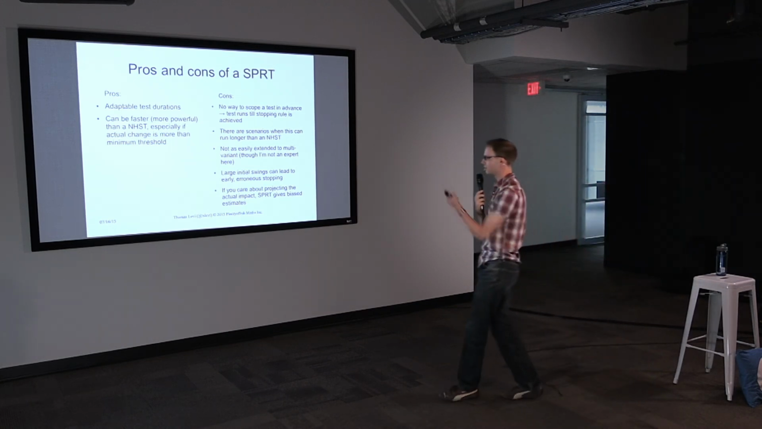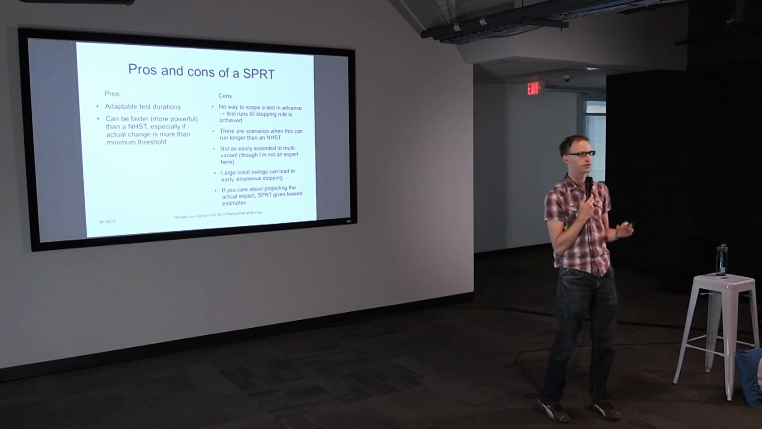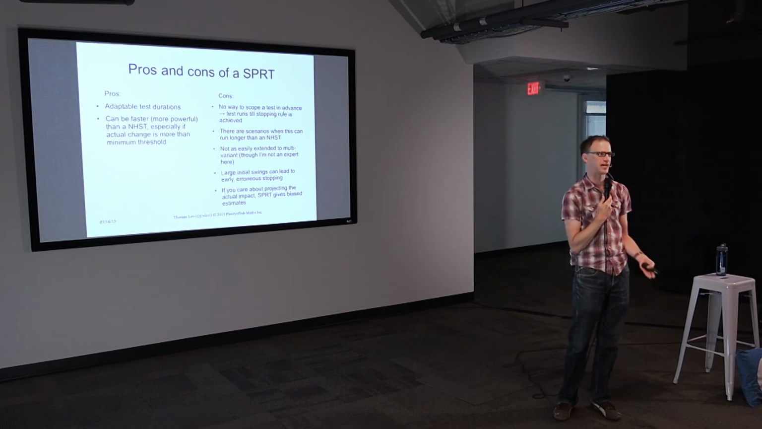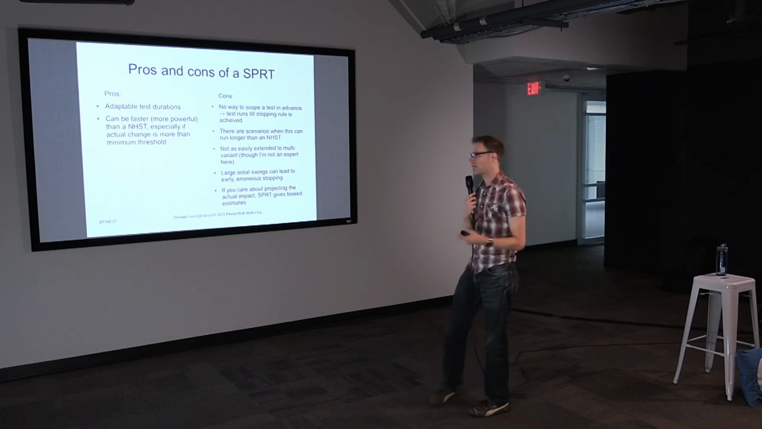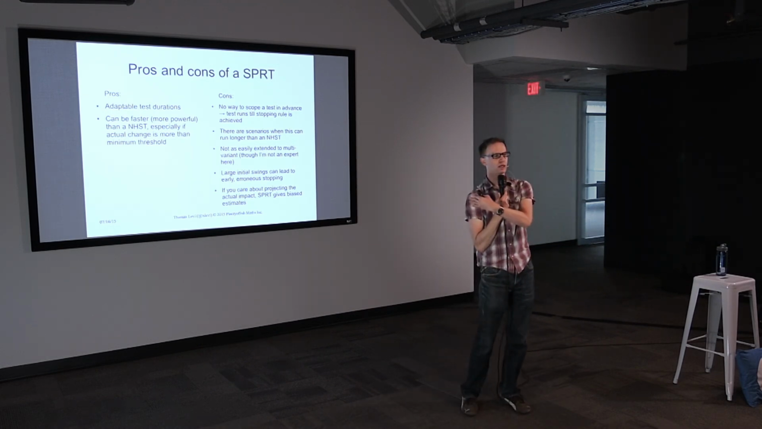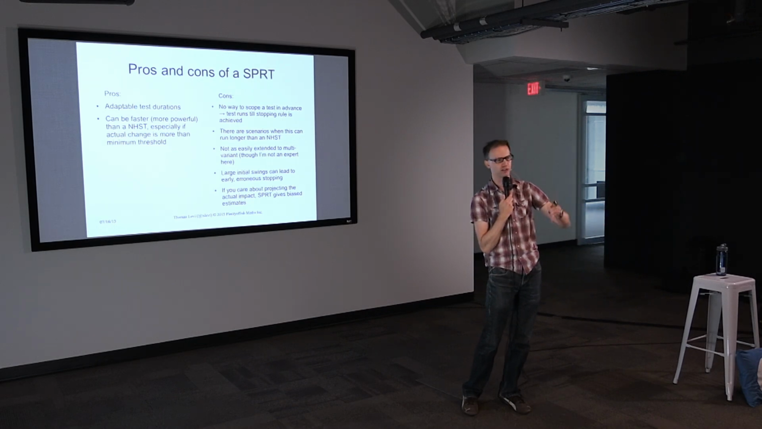So the first con of this is, yeah, there's no way to exactly scope a test in advance. It's just going to run till it finishes. Most of the time, it will be faster than a null test, but you can't guarantee that all the time. What I often do when I was running this is I would scope the null and say, well, this is a good ballpark outer bound on how long this is going to run. Is that reasonable? And then kick off this test.